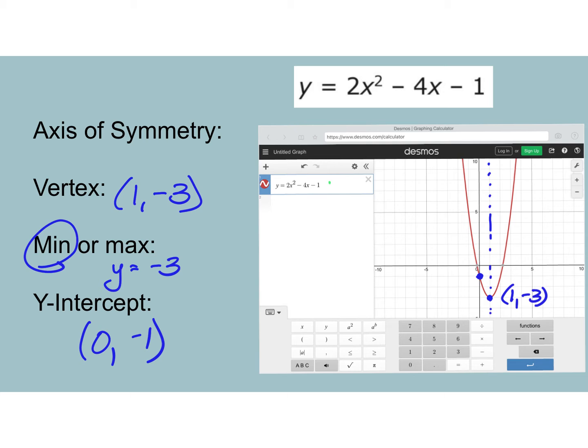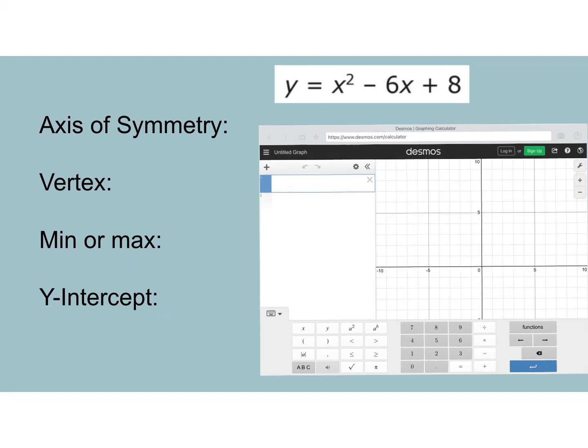So now I'm going to go to the axis of symmetry. The axis of symmetry is your x value of your vertex. So our axis of symmetry is x equals 1. So those are all the parts of this particular parabola.